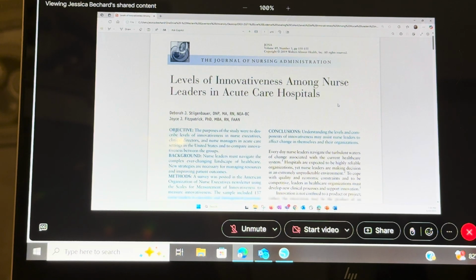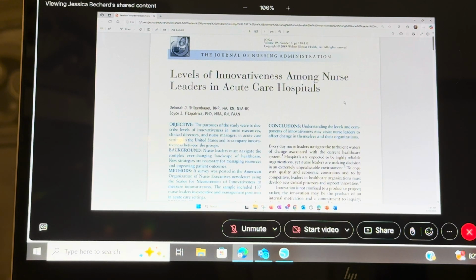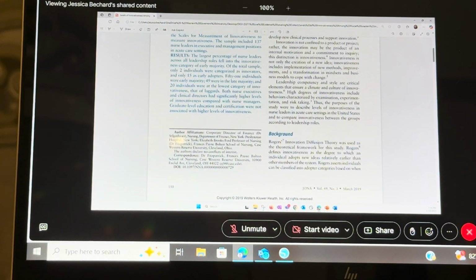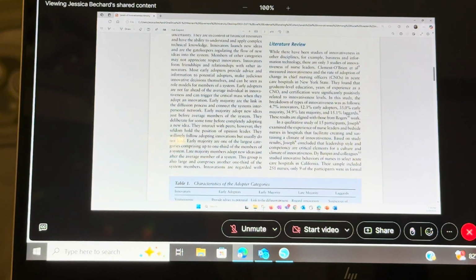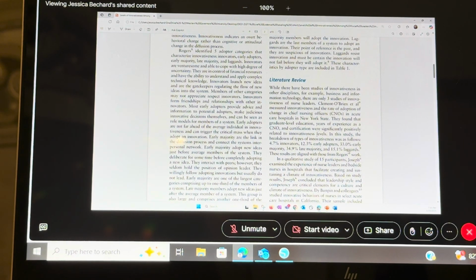Our article is titled Levels of Innovativeness Among Nurse Leaders in Acute Care Hospitals. Okay? So, the first thing we're going to do is we're going to read our article, and we notice there's an introduction to this. They give us a little bit of background information. Now, this article does a little literature review, and you will see that articles and research may actually give you some background information about what is already known about the topic. And that's normal, okay? Don't let their literature review confuse you with their study and what they're trying to do for their study, okay?